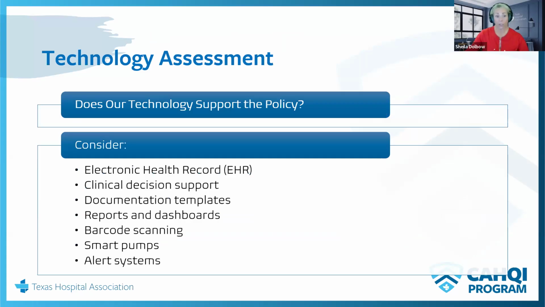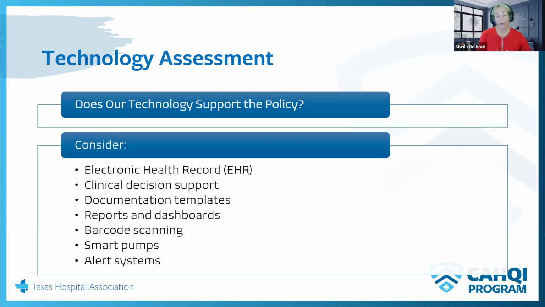When you're assessing your technology, does your technology support the policy? AI is a fantastic example, because if your technology cannot support the use of some of those tools, then why would you have a policy saying that they can be utilized? We have to consider our electronic health records. They are not all created equal. Some of them are easier to utilize, and some of them are easier to talk to other systems and integrate. And so they're not all the same.